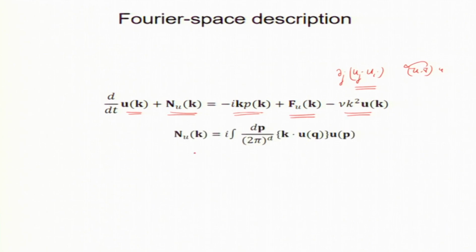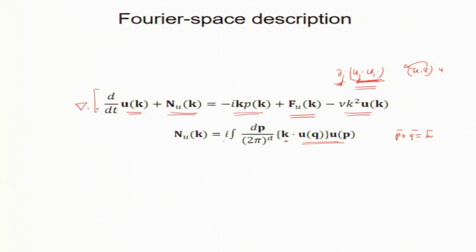So, the nonlinear term becomes a product with the convolution, and the gradient gives you ik. The ik is coming from the gradient, and u_j u_i is coming from here. Of course, p plus q is equal to k. Convolution has this condition, which we discussed before. So, this is what we get, and the pressure we can determine by the incompressible condition.